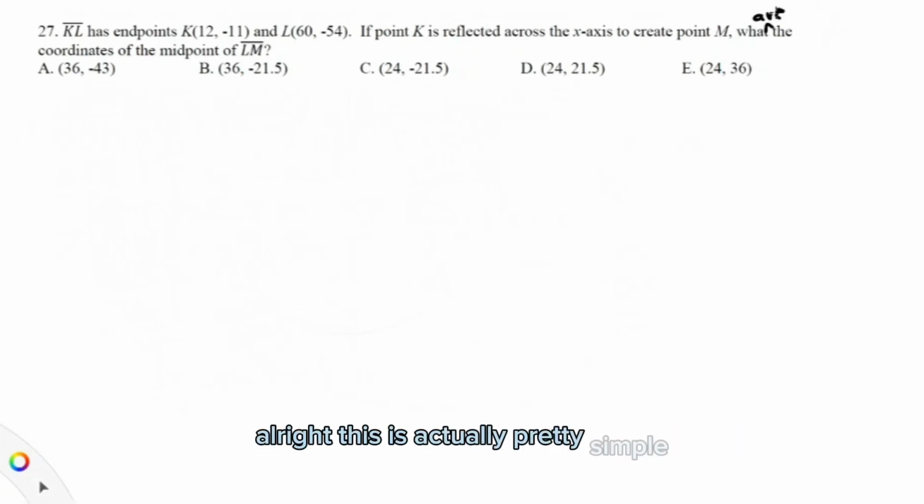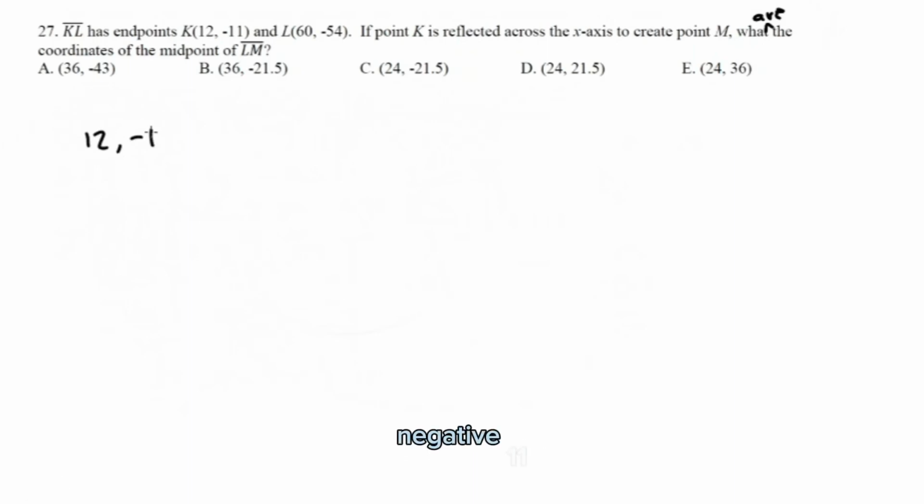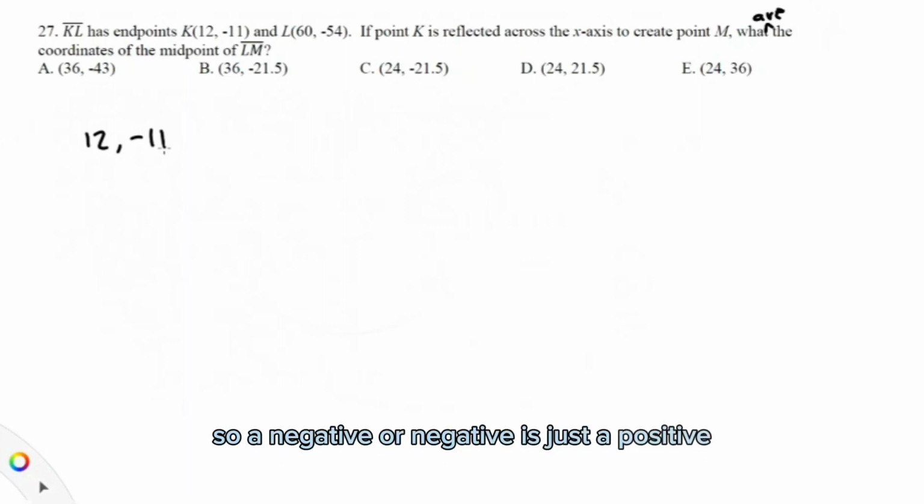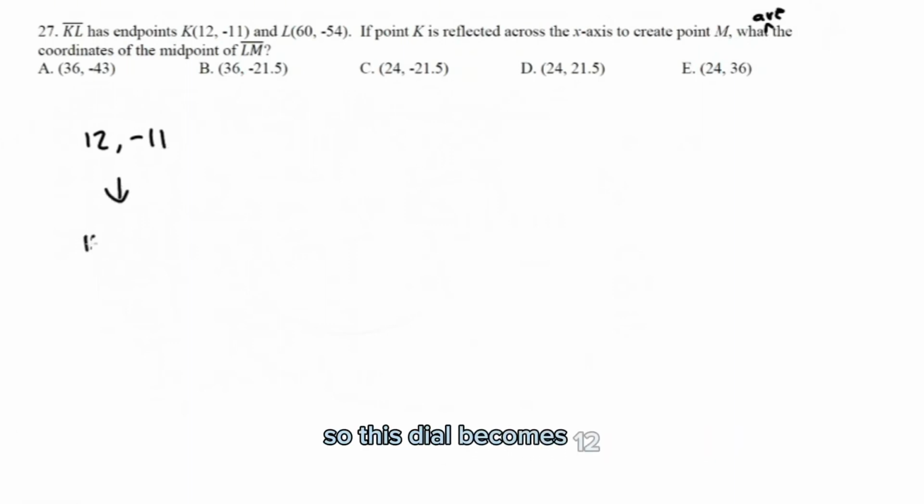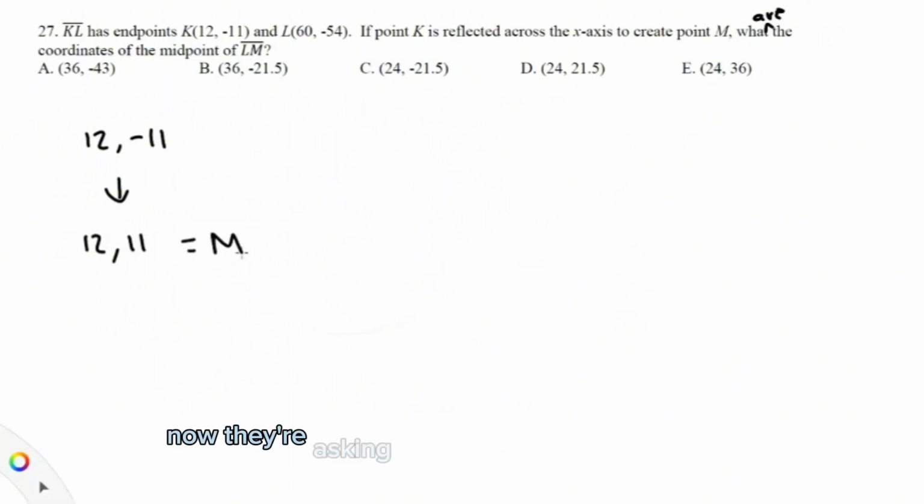Alright, this is actually pretty simple. When you reflect across the x-axis, you're just making the y value negative. So we have (12, -11). The y value becomes negative, but in this case it's already negative, so a negative of a negative is a positive. So this now becomes (12, 11). That is M. Now they're asking us to find the midpoint of L and M.